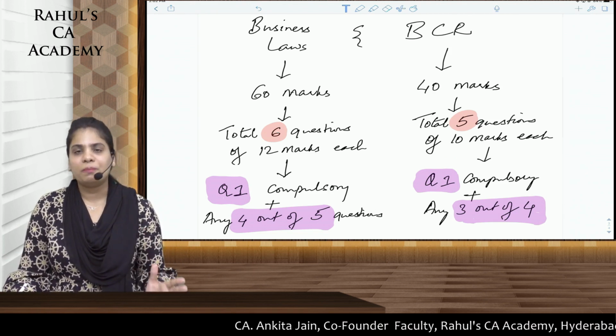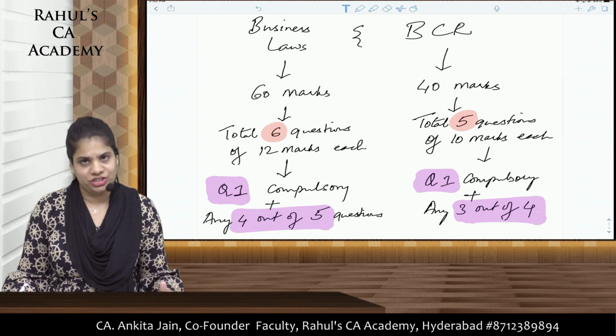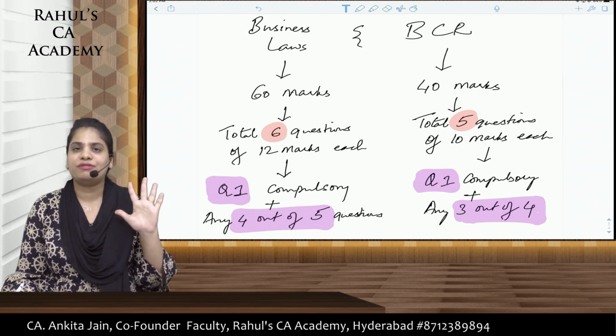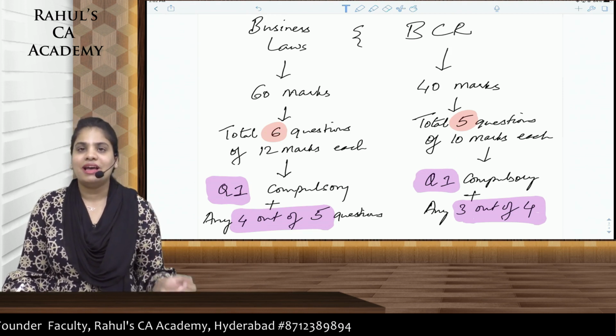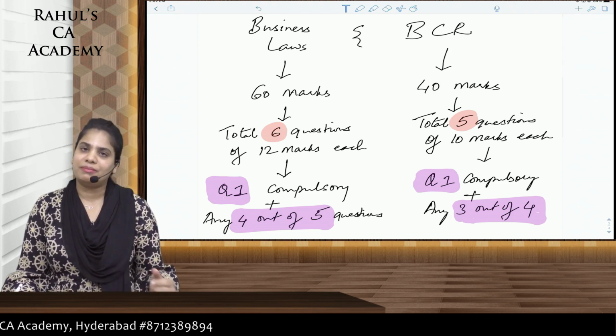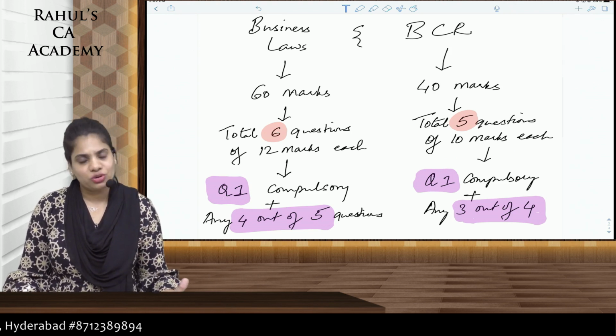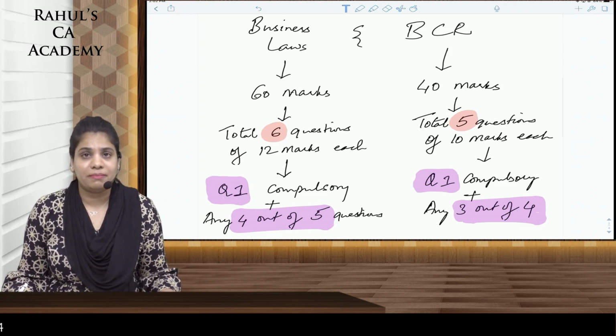Now talking about Part A, that is Business Law, there are a total of 6 questions, out of which you have to attempt 5 questions. Question 1 being the compulsory question, and then you have a choice of attempting any 4 out of the remaining 5 questions. Each question carries 12 marks, and hence you will end up attempting the Business Law paper for 60 marks.